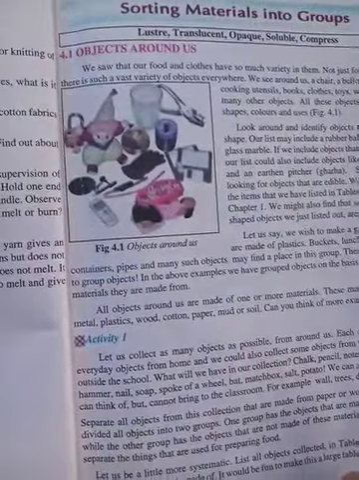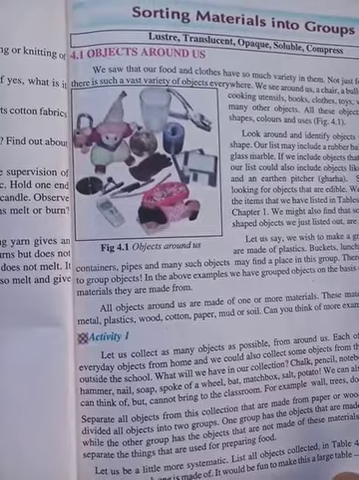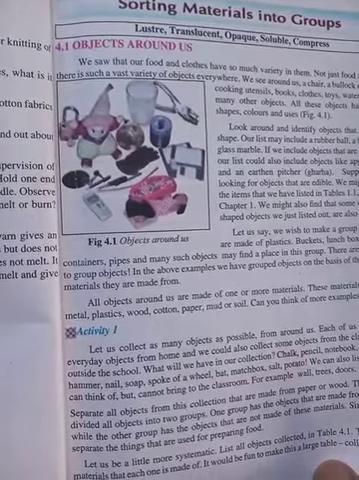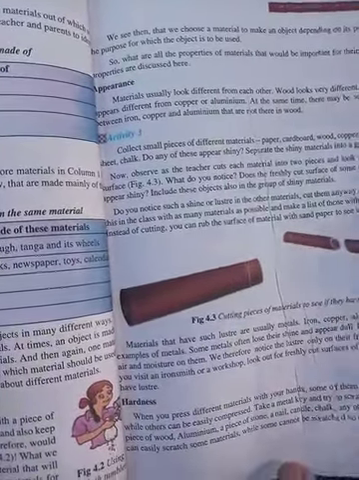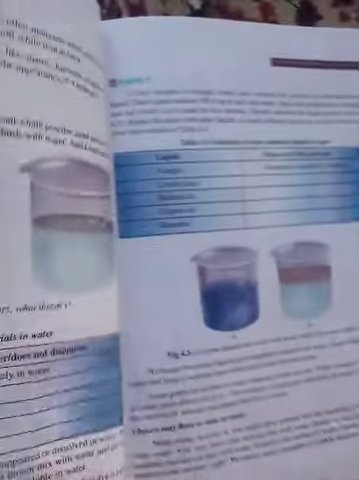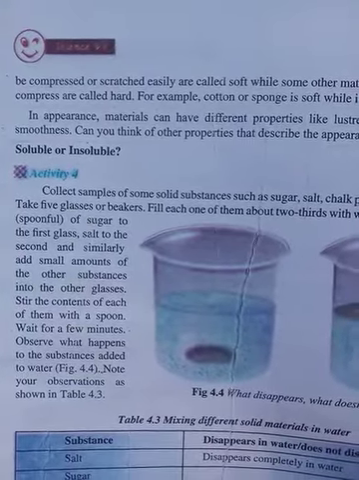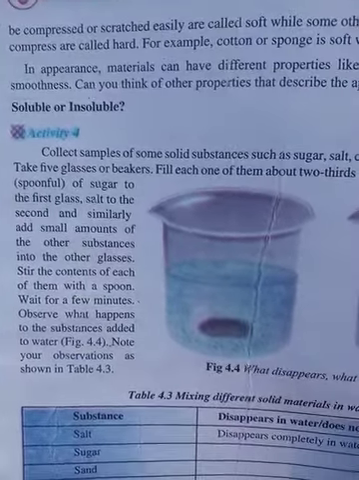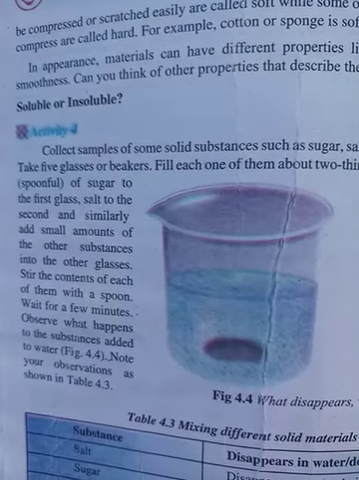So, dear students, we may sort out the different materials on the basis of their shape, on the basis of their color, on the basis of their uses, and also on the basis of the different properties like appearance of the materials, hardness of the materials, and solubility or insolubility of the materials. This solubility and insolubility of the materials we will discuss in the next video.